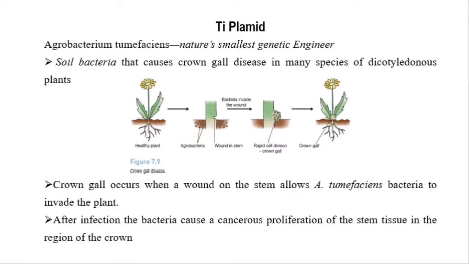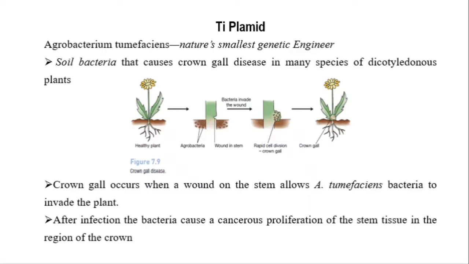Agrobacterium tumefaciens is also known as nature's smallest genetic engineer. This bacterium is a prokaryote, and it will transfer DNA into plants. That means gene transfer will occur from a prokaryote to a eukaryote.